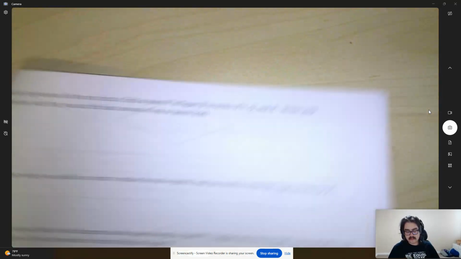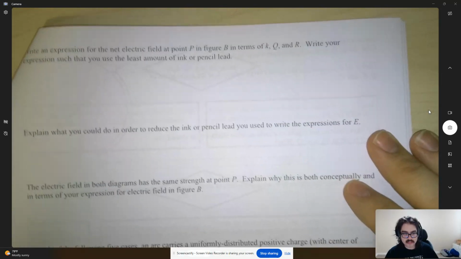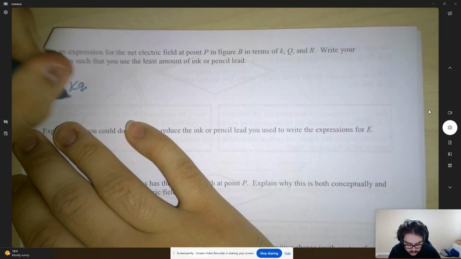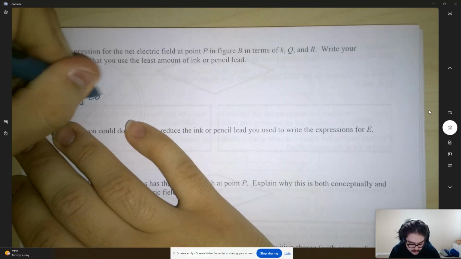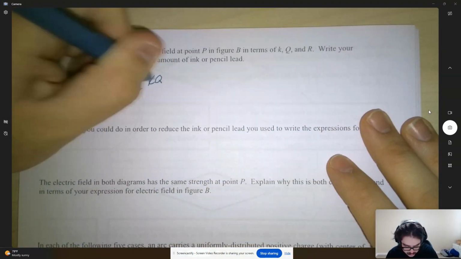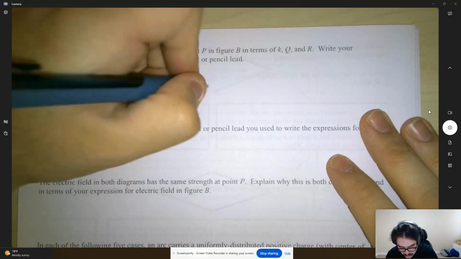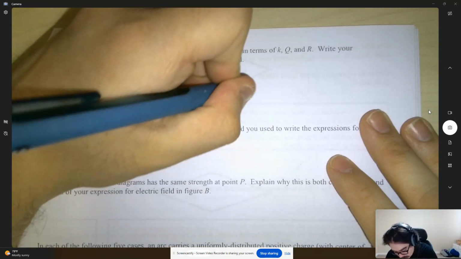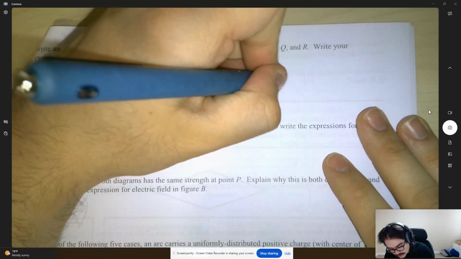Okay. And then if we were to do it for figure B, that would be just an absolutely excruciating expression to write. It would just be, E equals KQ over R squared cosine of 120 degrees plus KQ over R squared cosine of 90 degrees plus KQ over R squared cosine of 60 degrees. And do you get the point? Do you see the point here? How it's just absolutely tediously boring, right?